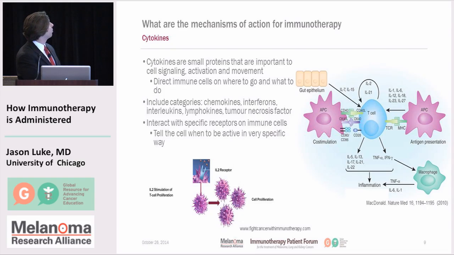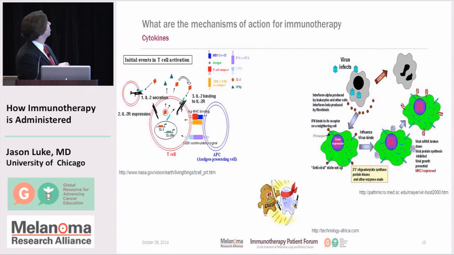They interact with specific receptors on immune cells, and they tell the cell how to be active or not active. One that's famous in the immunotherapy community is interleukin-2, which interacts with the IL-2 receptor and tells T cells to proliferate, or to grow. So what are the mechanisms of immunotherapy here? How do cytokines work? Well, IL-2 gets secreted and taken up by other T cells, which causes them to activate and proliferate and try to, we hope, go after cancer cells.